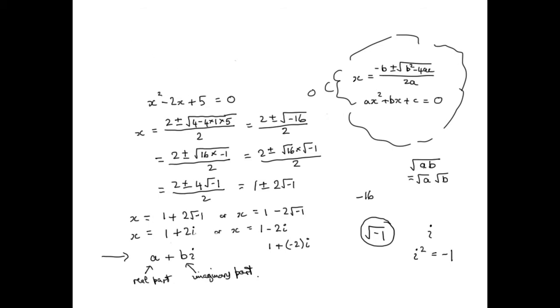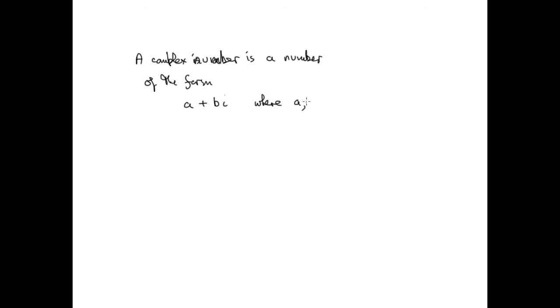Let's just wipe out what we have here and recap that a complex number is a number of the form a plus bi, where a and b are both members of the set of real numbers.